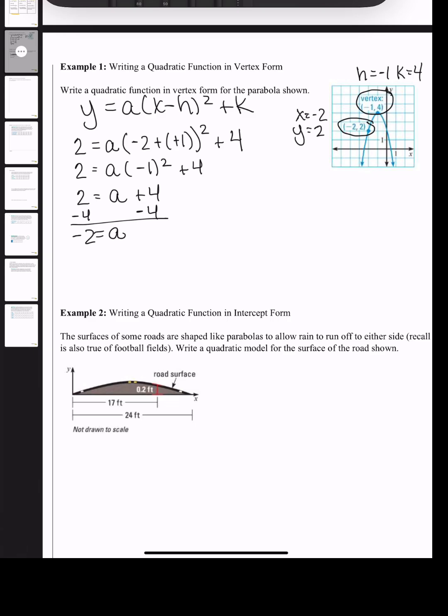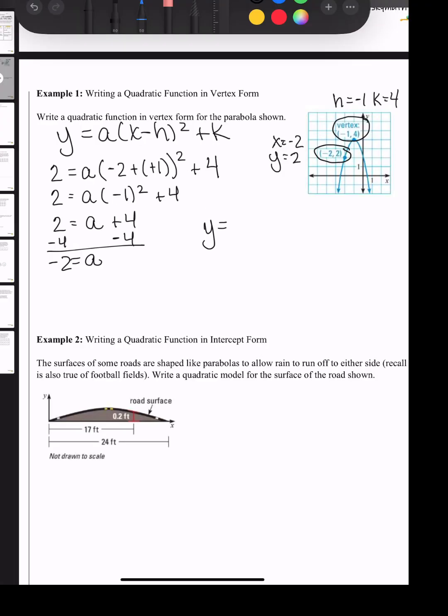I'm going to go ahead and plug a in, and I'm also going to plug in my vertex h and k. I'm not going to plug any values in for x and y because there are infinite points on this function, and each one of those points is represented by a different x and y. So we can write it like this, or in function form you do f of x. Instead of a, I'm going to plug in -2, x minus, and I'll go ahead and write -1 for now. I'll come back and simplify it, plus 4.